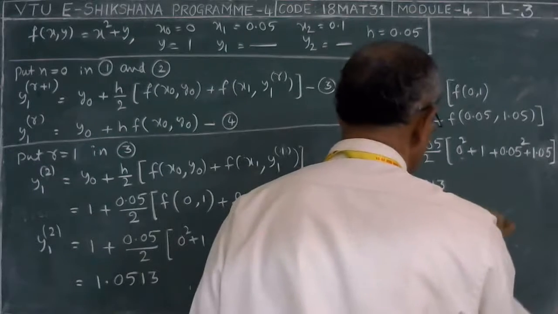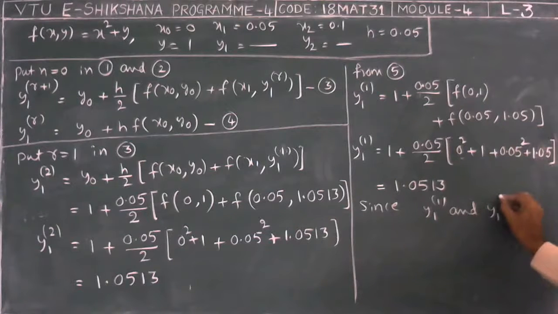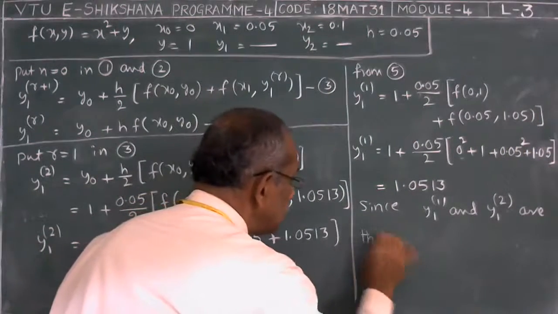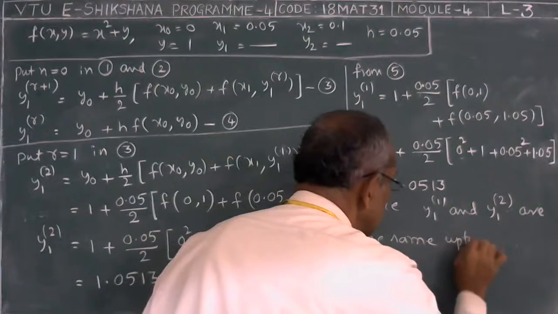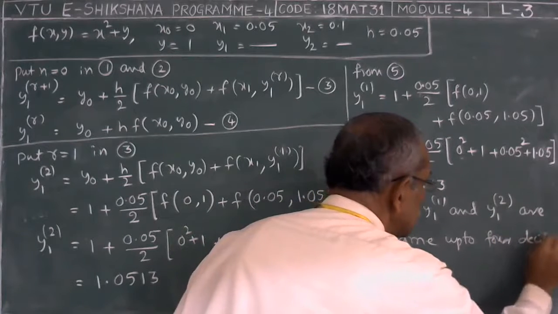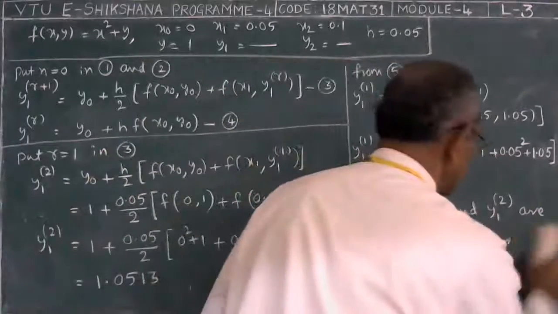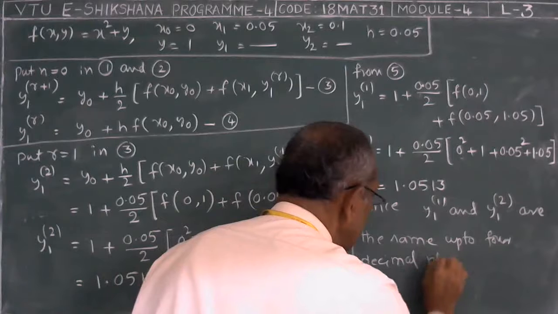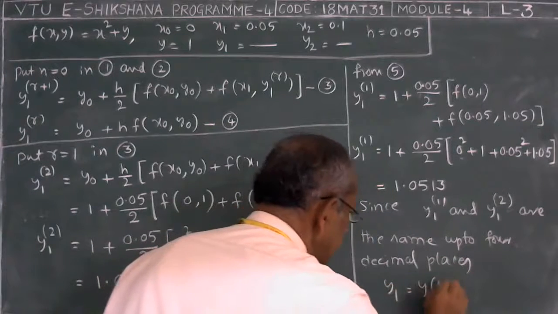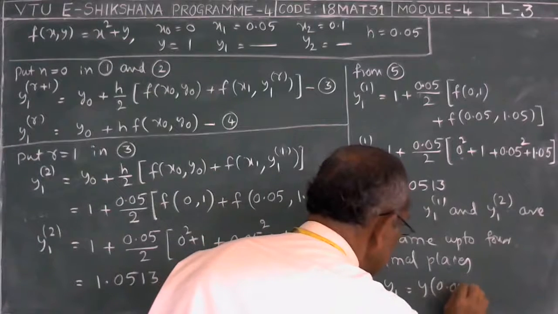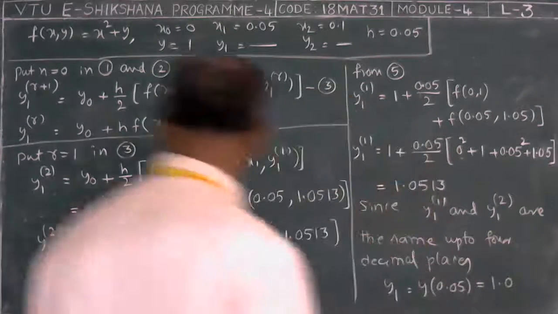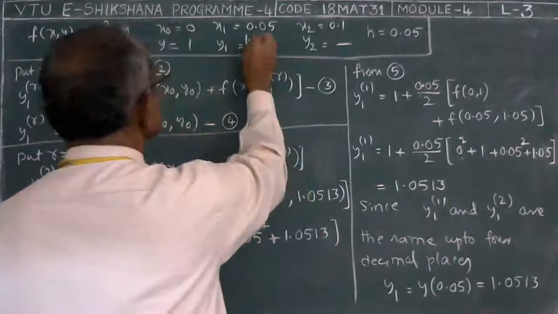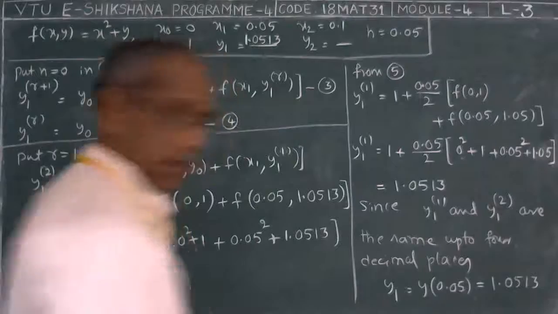So since y1 1 and y1 2 are the same up to 4 decimal places, y1, that is y at x is equal to 0.05, is equal to 1.0513. So I got the value 1.0513.